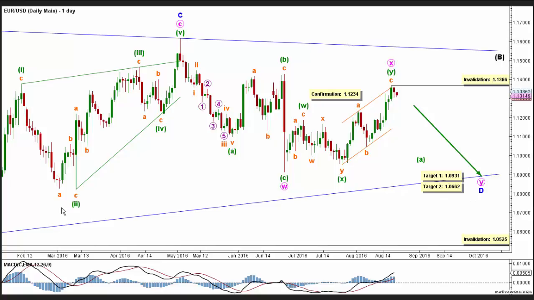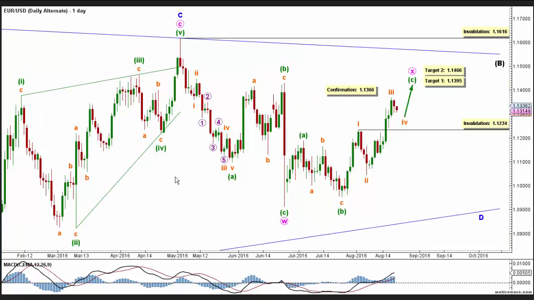Now moving to our alternate count, we see that it expects that pink wave X is actually forming a flat correction labeled green waves A, B, and C, where green wave C is forming an impulse labeled orange waves 1, 2, 3, 4, and 5, and so this count expects the euro to continue moving towards the upside to complete green wave C and therefore pink wave X. This will be confirmed by movement above 1.1366.